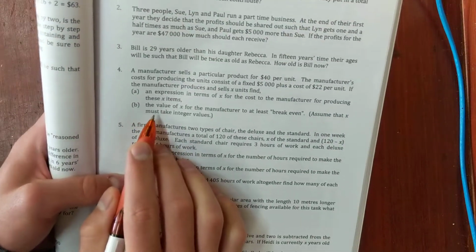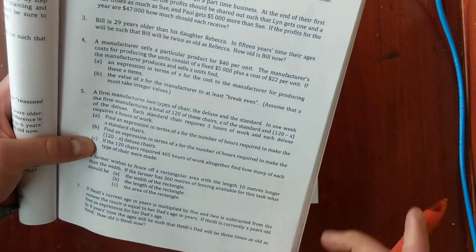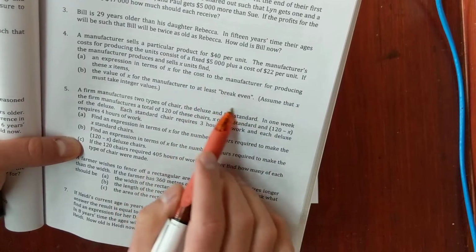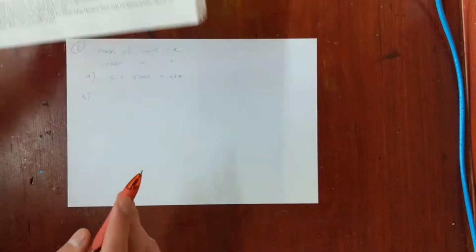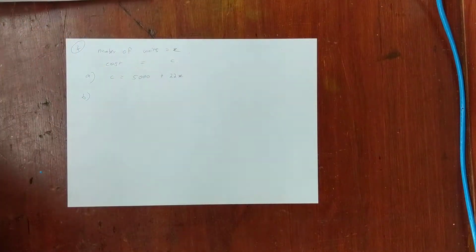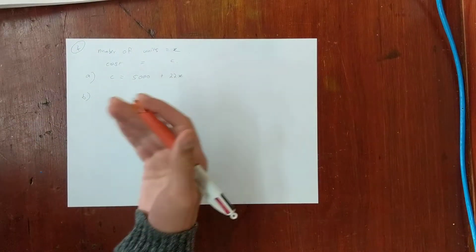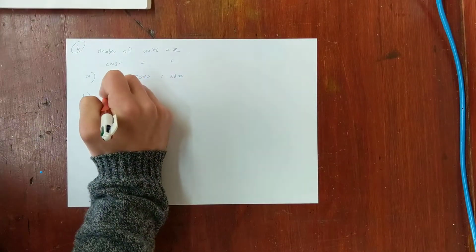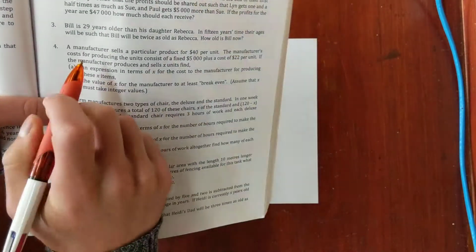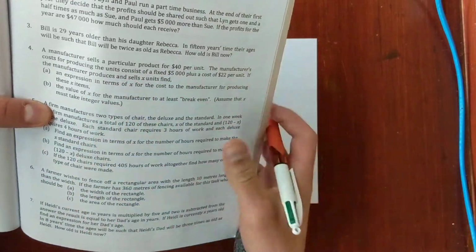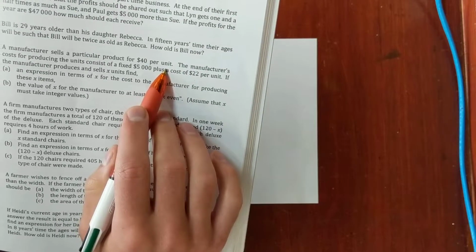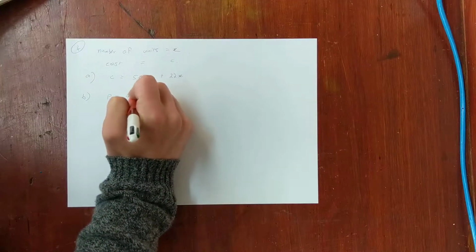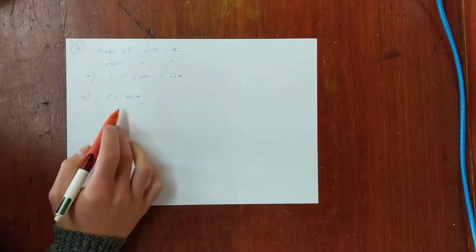Question B. Find the value of X for the manufacturer to at least break even. Assume that X must take integer values. Okay, that sentence in the brackets we'll come back to, but first, to break even, that means that his profits equal his cost. So let's first write an expression for his profits. Looking back in the question, the manufacturer sells a particular product for $40 per unit. In part A, we didn't use that information at all. Now it becomes important. So the manufacturer's profits are $40 for every unit he sells, or 40x.